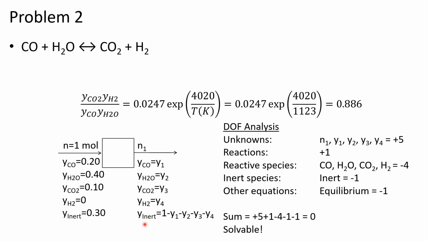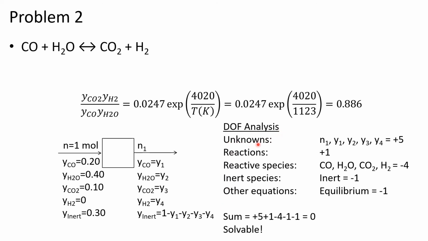For the inert, we can calculate its mole fraction by subtracting from 1 all the other unknown mole fractions: 1 minus y1, minus y2, minus y3, minus y4. We can check and make sure that the streams are labeled properly by simply adding these up. If I add up y1 plus y2 plus y3 plus y4 plus this here, we find that they all add up to 1.